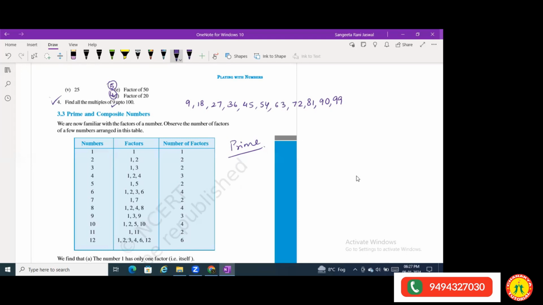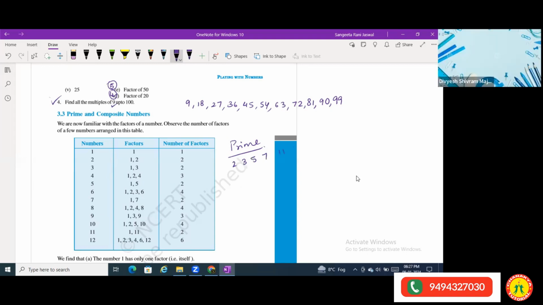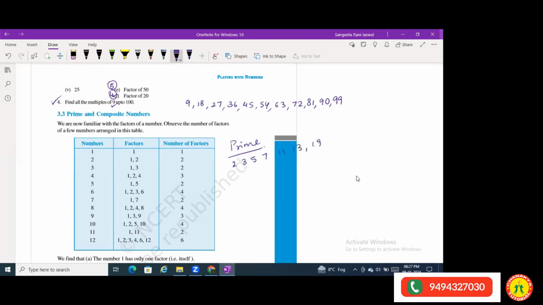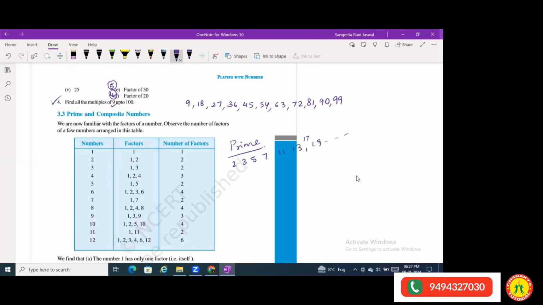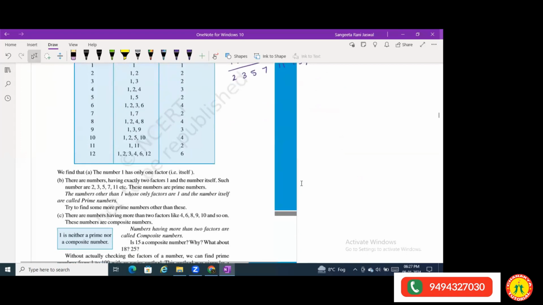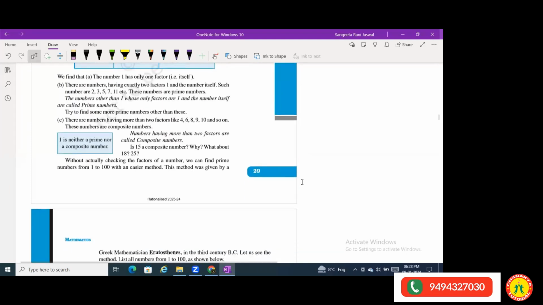Okay. So that means 2, 3, 5, 7, 11, 13, 17, 19, 23, and so on. So there are many prime numbers between 1 and 100, and there are even more. So you must know all the prime numbers between 1 to 100.